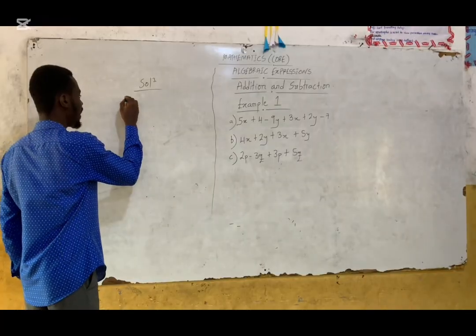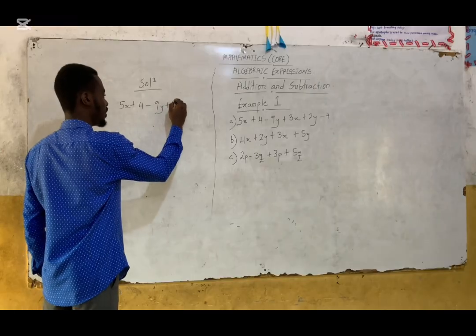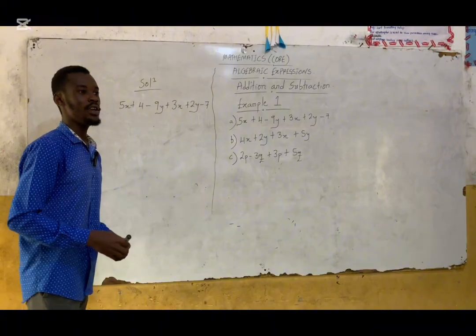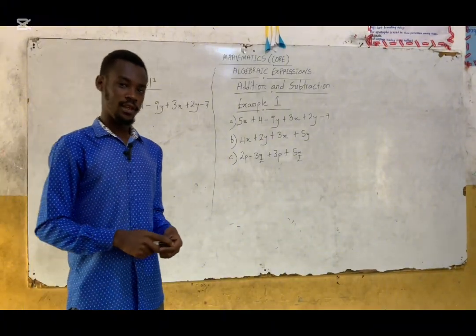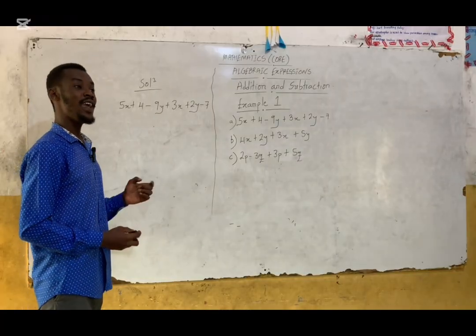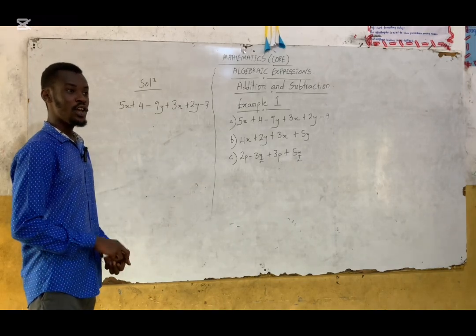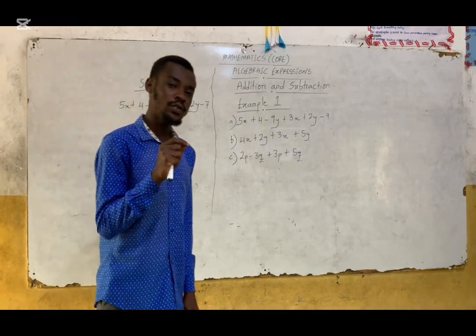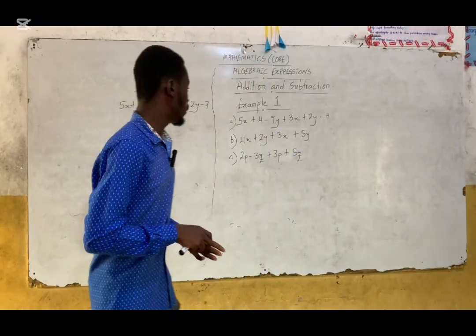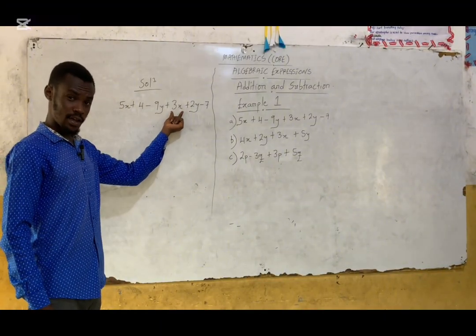We have 5x plus 4 minus 9y plus 3x plus 2y minus 7. This is where our grouping of like terms comes in. Now what you are going to do is you pick the very first term. Remember terms, right? You pick the first term, which is 5x. You look for somebody that is also having x. You can't add mangoes to apples. Remember that. So 5x, who is a family of 5x? That will be 3x.